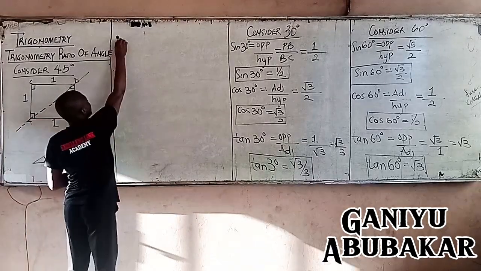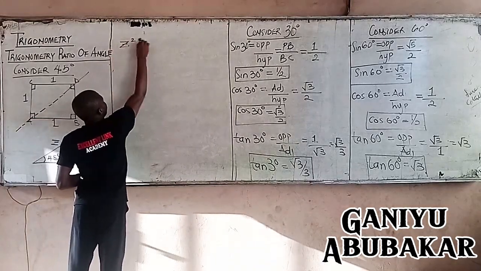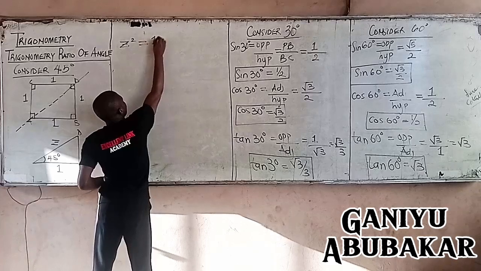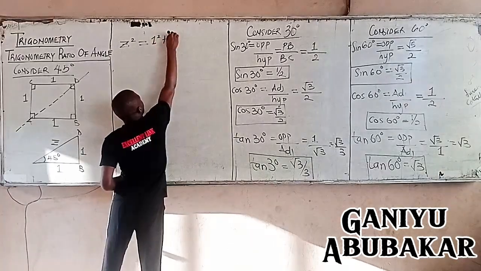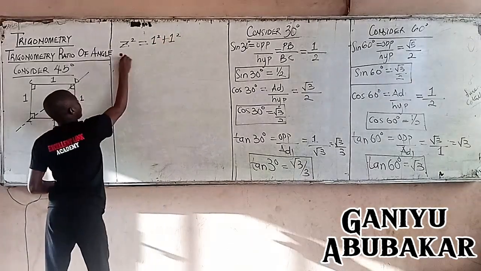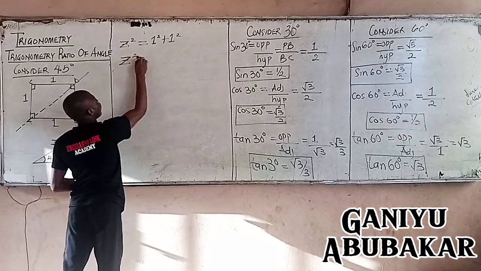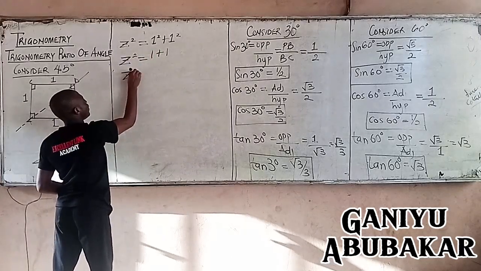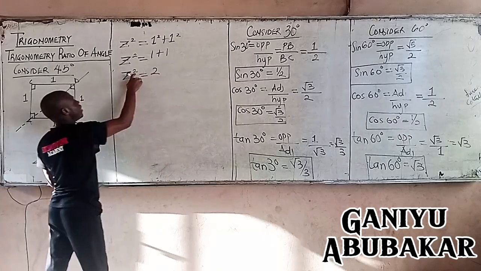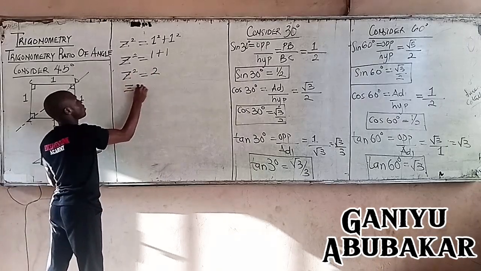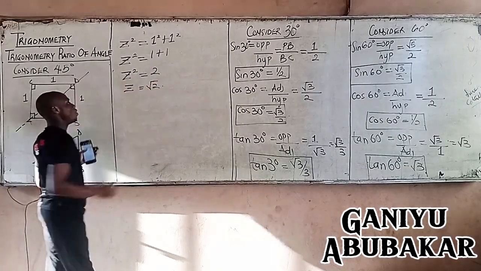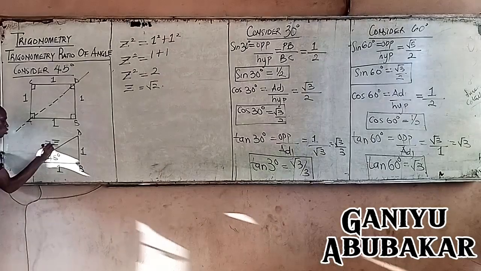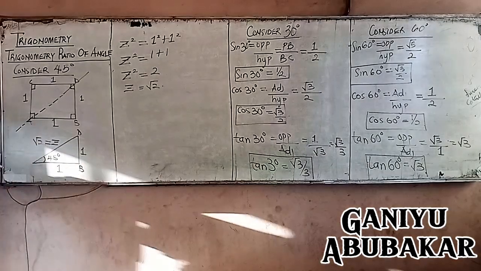So I'll have that z squared is equal to what? 1 squared plus 1 squared. z squared is equal to what? 1 plus 1, z squared is equal to 2. Take the square root: z is what? Root 2. So I'll put root 2 as being equal to z.